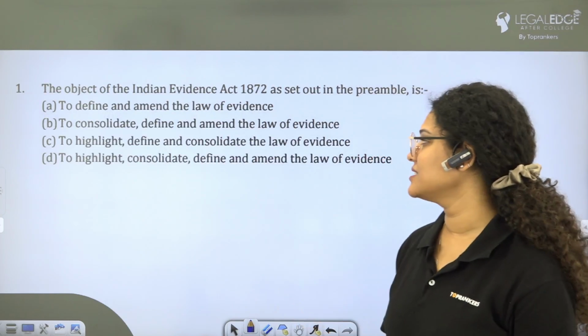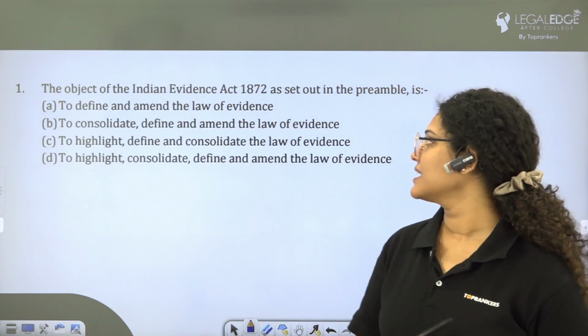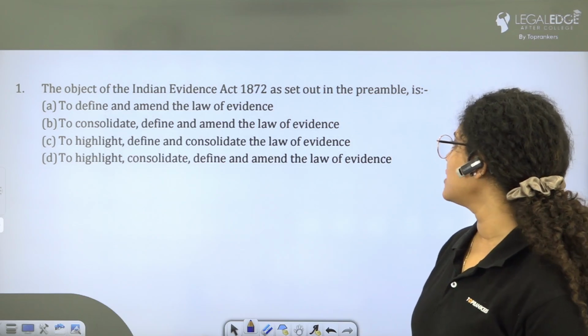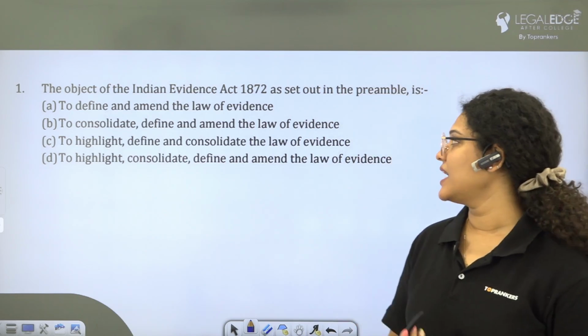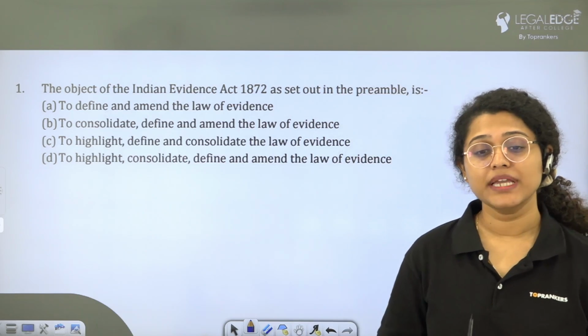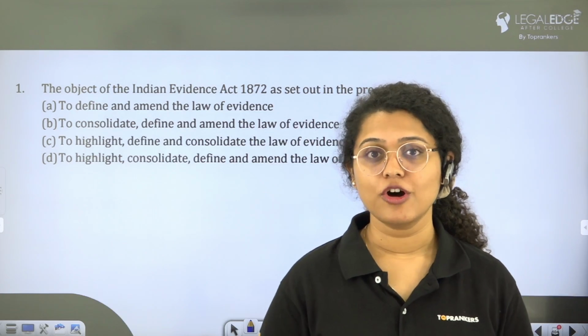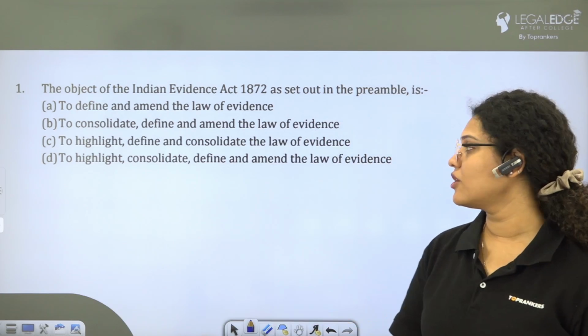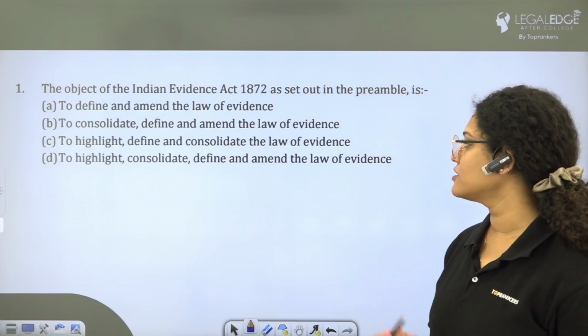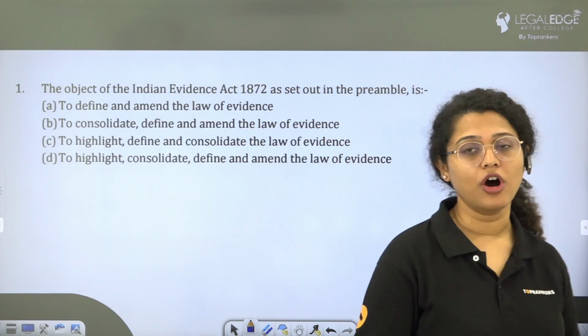The first question is: the object of Indian Evidence Act 1872 as set out in the preamble of the act is what? A. To define and amend the law of evidence. B. To consolidate and amend the law of evidence. C. To highlight, define, and consolidate the law of evidence. D. To highlight, consolidate, define, and amend the law of evidence.